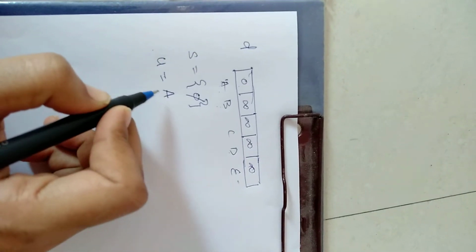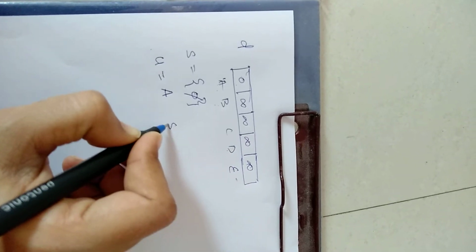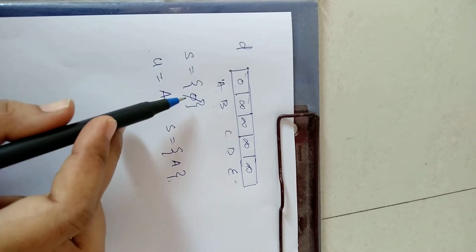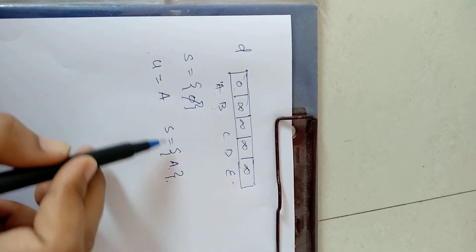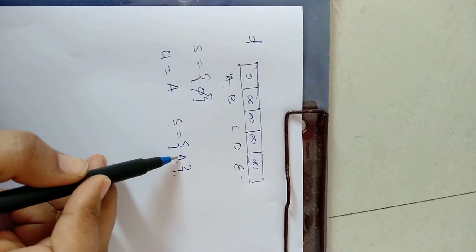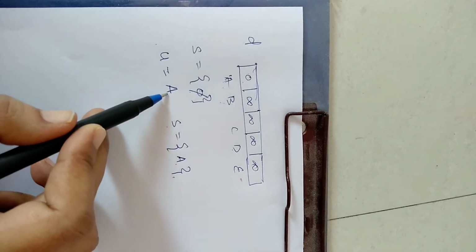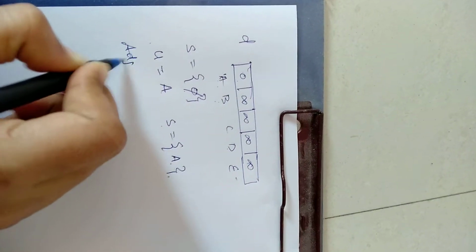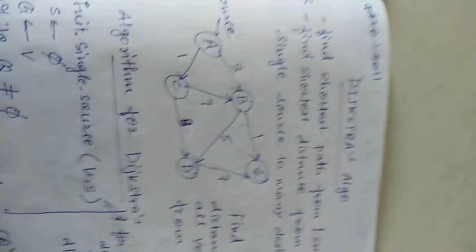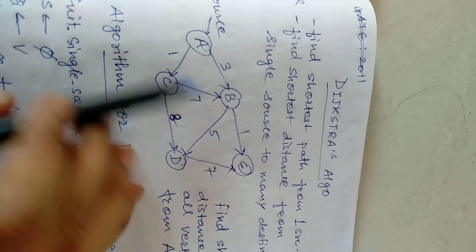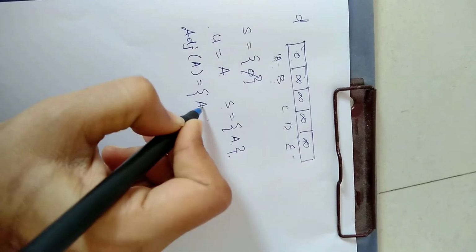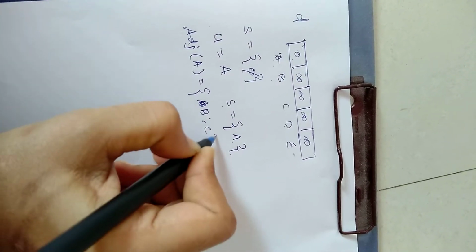Then as per this iteration, we have to add U in S, so we have added A in S. Now we have to find out which are the adjacent vertices of A. So we'll write the adjacent vertices of A. From this graph, we know that the adjacent vertices of A are B and C. So we'll add them in this set, it is B and C.